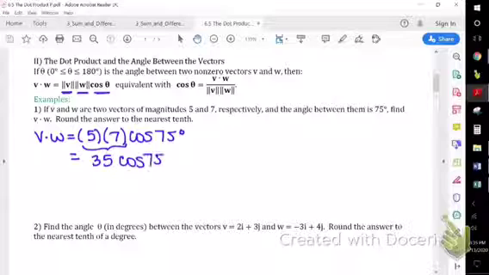Cosine of 75 degrees. And then we can put this in our calculator, and we're going to round it to the nearest tenth. Now make sure your calculator's in degree mode, guys. So 35 times cosine 75 degrees, enter, and rounding to the nearest tenth should give us 9.1.